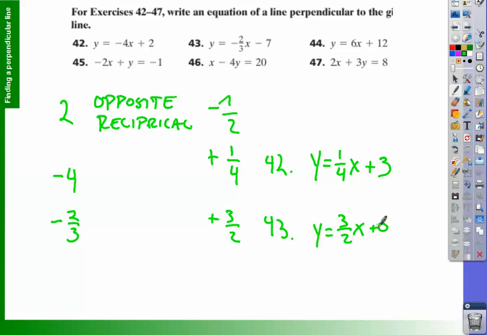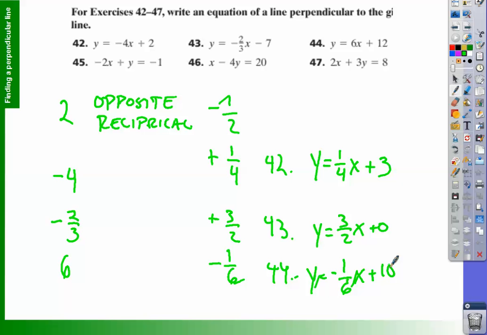The same works for 44. We have 6. The opposite reciprocal of 6 would be negative 1/6. So an equation that would work would be y equals negative 1/6 x, and then any y-intercept would work.